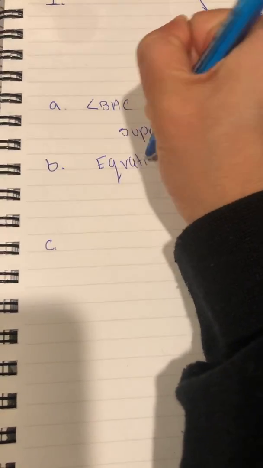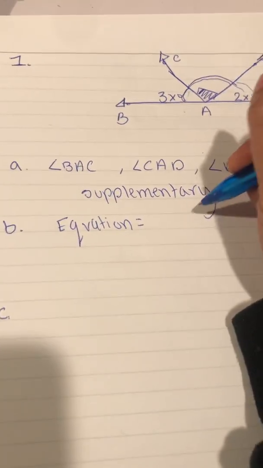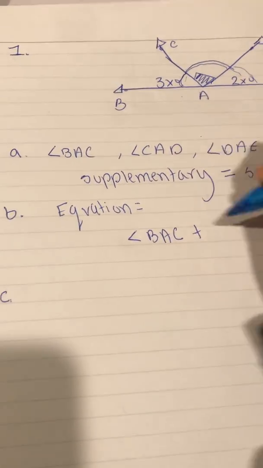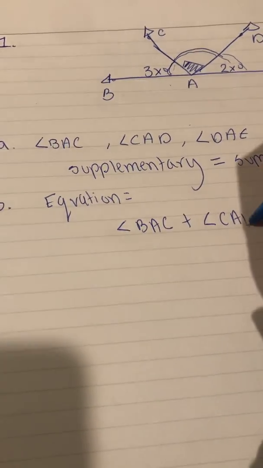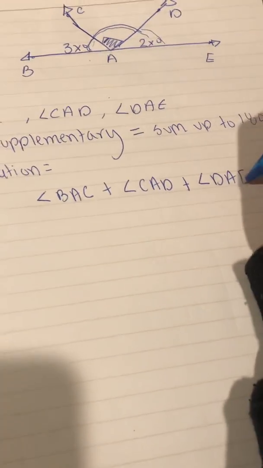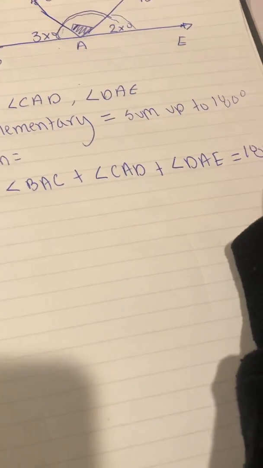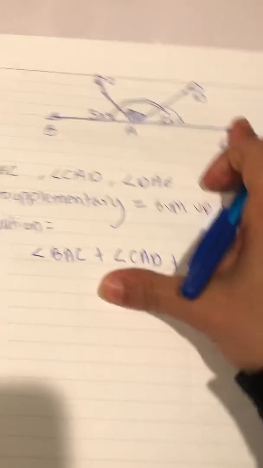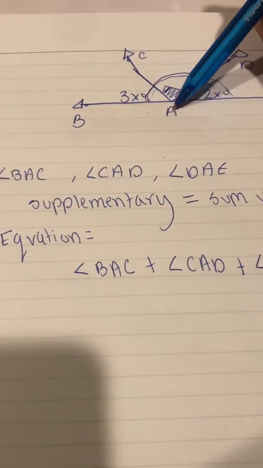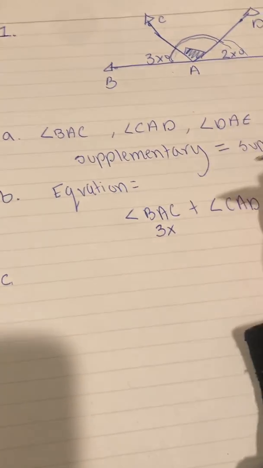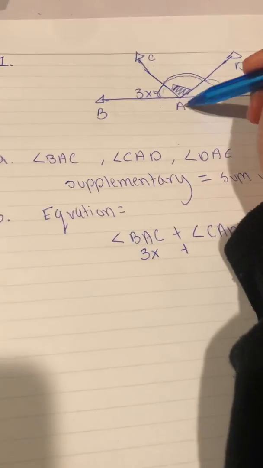So here's the equation. And we know, okay, so we have angle BAC plus angle CAD plus angle DAE all together equal 180 degrees. Cool. Now I'm going to substitute. So, super important, BAC, that equals 3x. So I'm going to put 3x plus CAD.